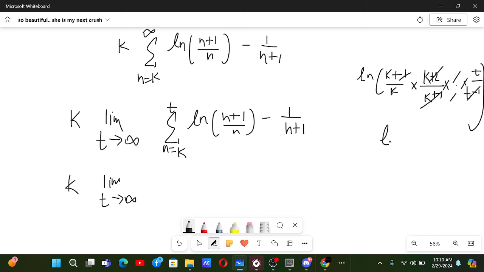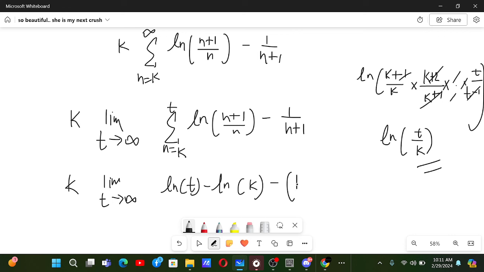So we just have ln of t by k. I can basically write this as ln of t minus ln of k. And over here, summing from n plus 1 to t, I can write this as h of t minus h of k.